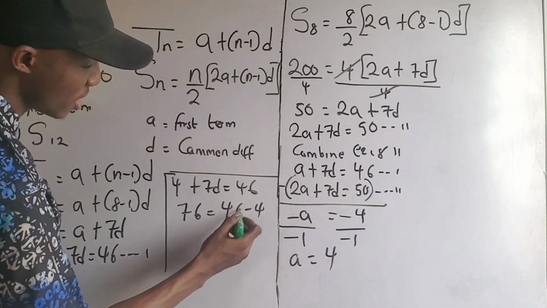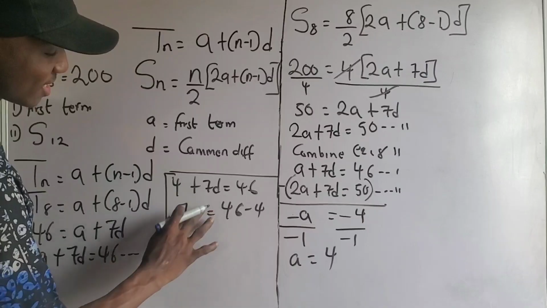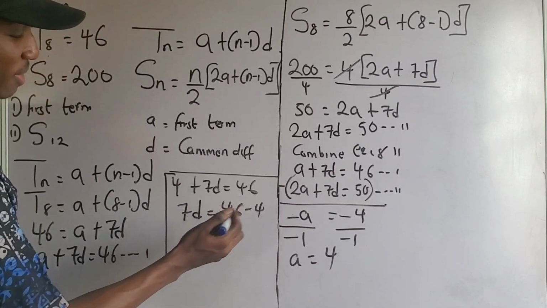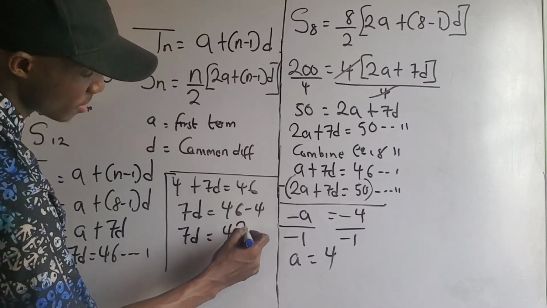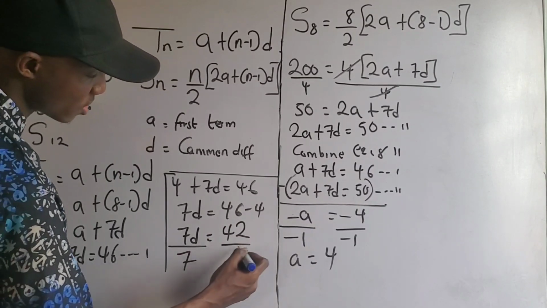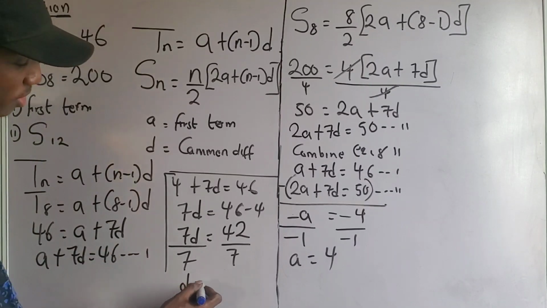So 7d equals what? 46 minus 4. Okay, so 7d equals 46 minus 4, which will give me 42. We have 42 here, this over 7, and this over 7. 42 divided by 7, that is what? That will give me 6. So d will be equal to 6.